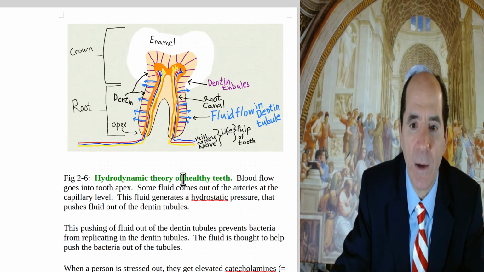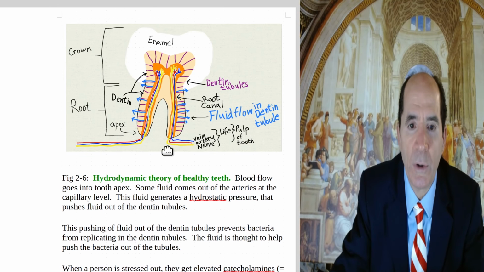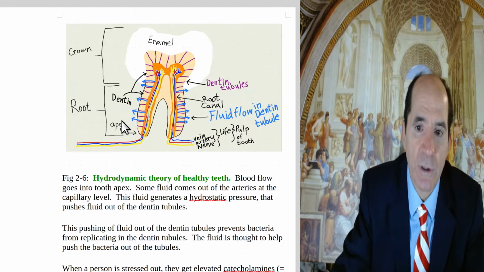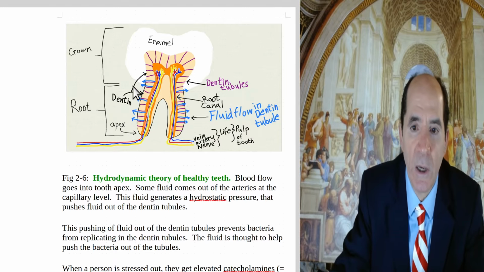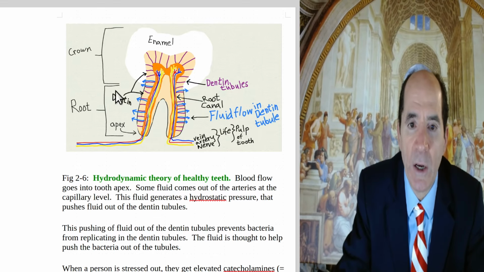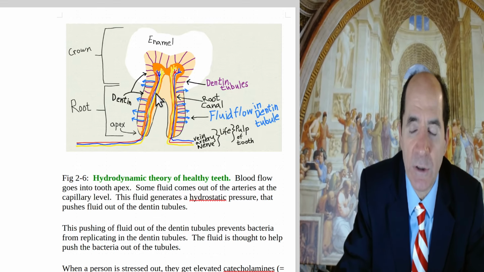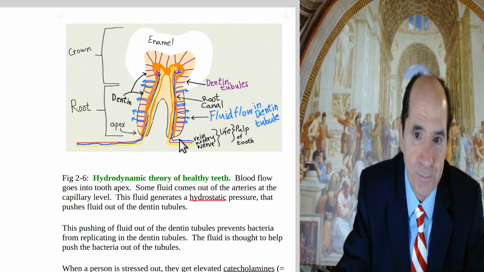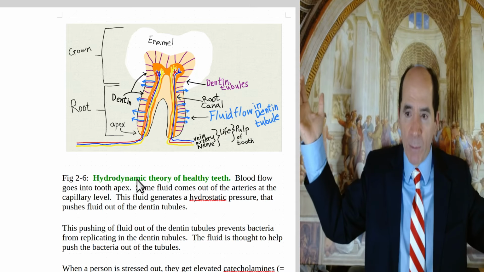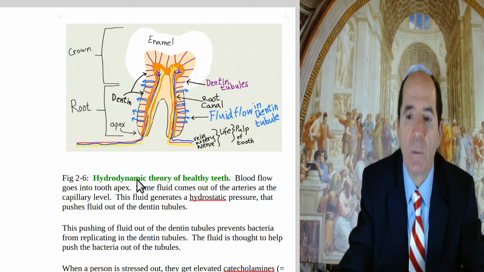Here's more detail. This is showing you the direction of the flow. Arterial flow comes in at the capillary, some fluid leaks out, and that fluid is hydrodynamically pushed out of these tubules. And that pushes the bacteria. You want to keep pushing those bacteria out of the tubules so they don't take up residence and destroy the pulp space. That's important to know. So you always want good blood flow. Every single thing in your body does better with good blood flow.